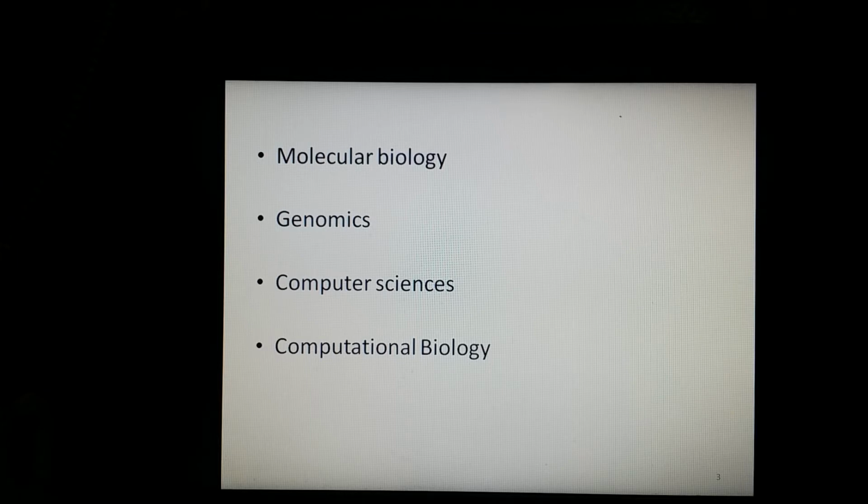So molecular biology is another important component of bioinformatics. Then the next component you have is genomics. Genomics we have discussed. Genomics is an interdisciplinary field of science, within the field of molecular biology. A genome is a complete set of DNA within a single cell of an organism, and as such it focuses on the structure, function, evolution and mapping of genomes. So all these processes are studied in genomics.